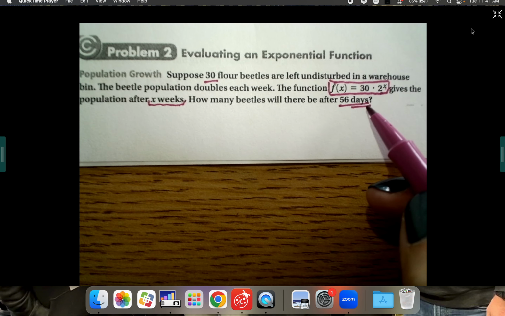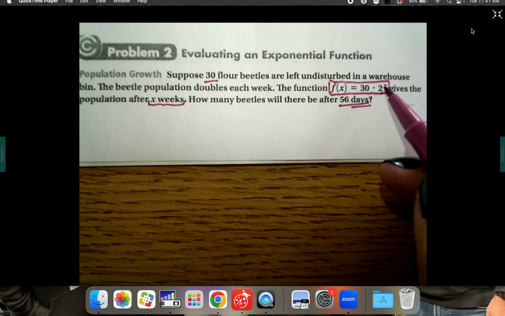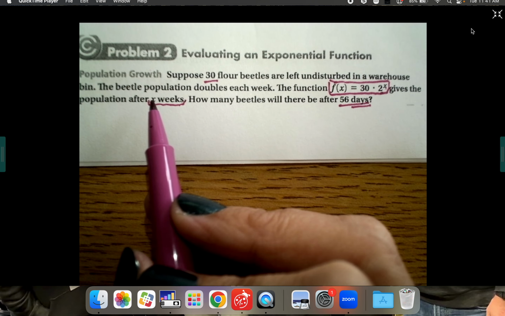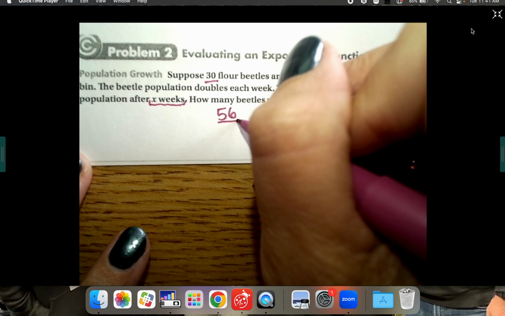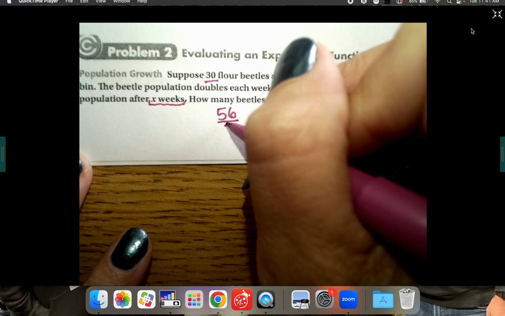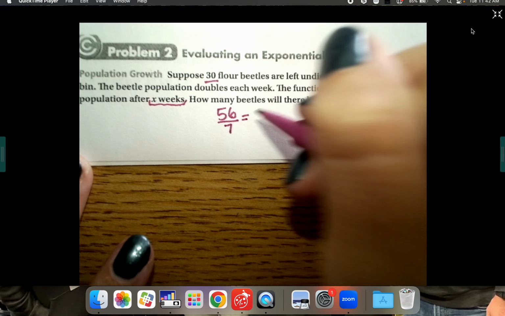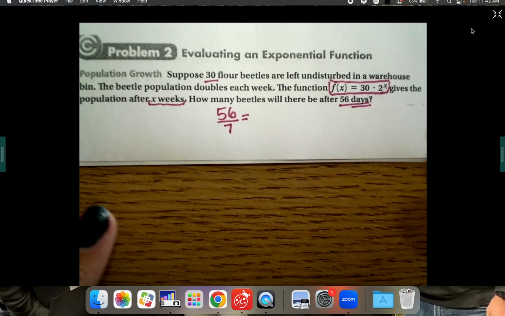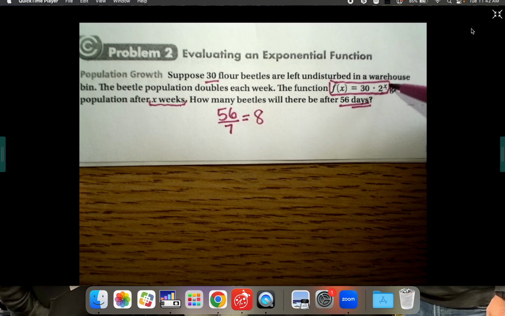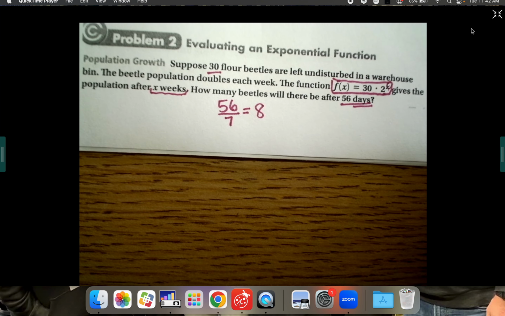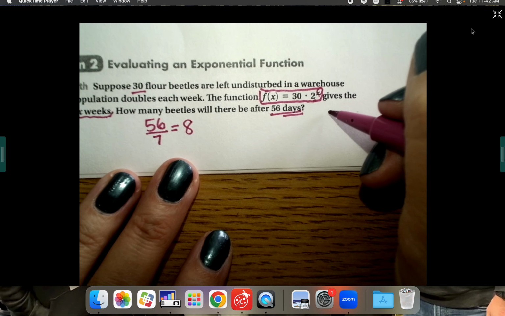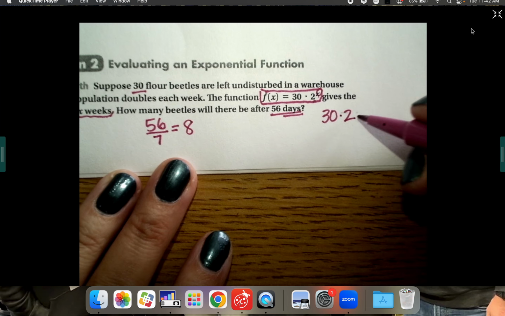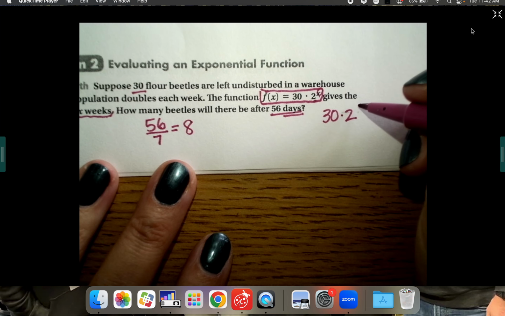Days. So we need to take days and we need to turn it into a number for x, but they want x in weeks. So I'm going to start by taking 56 days and dividing by 7 because there are 7 days in a week. 56 divided by 7 is 8. So we're going to plug 8 in for x because it's 8 weeks. So I'm just going to rewrite this function without the f of x. So 30 times 2 to the power of 8 weeks.